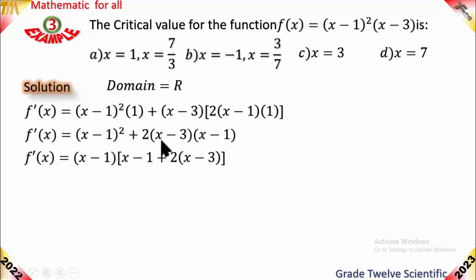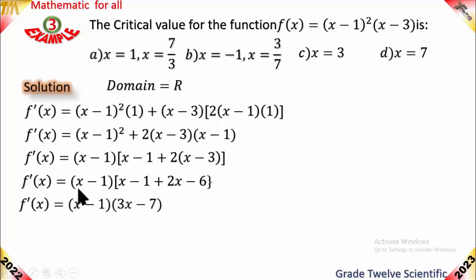and x minus 3. Therefore, x minus 1 plus 2 times x is 2x, 2 times minus 3 is minus 6. Then f prime of x is equal to x minus 1 times x plus 2x is 3x, minus 1 minus 6 is minus 7.